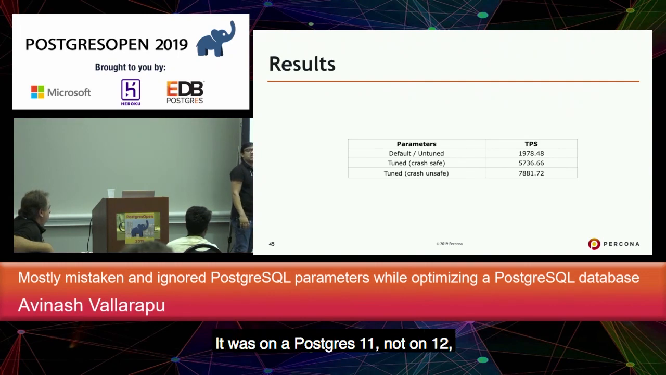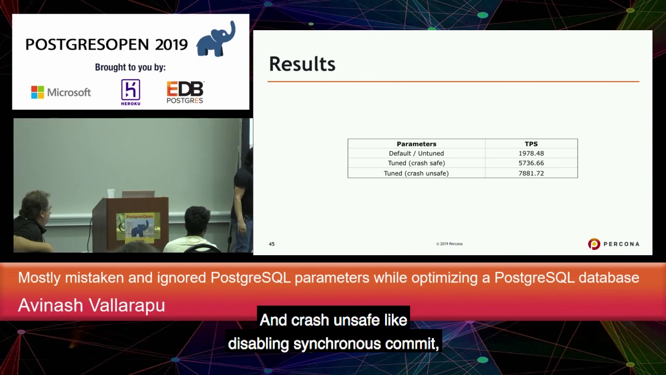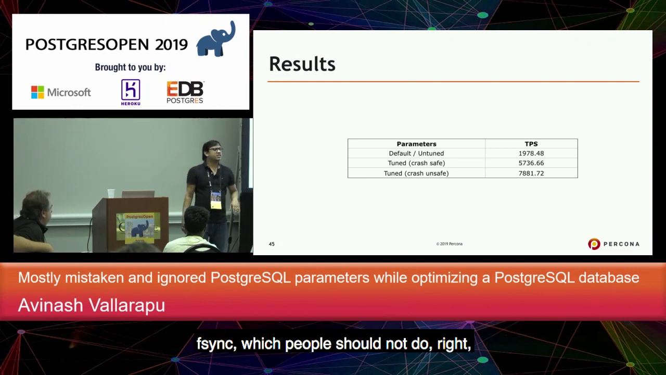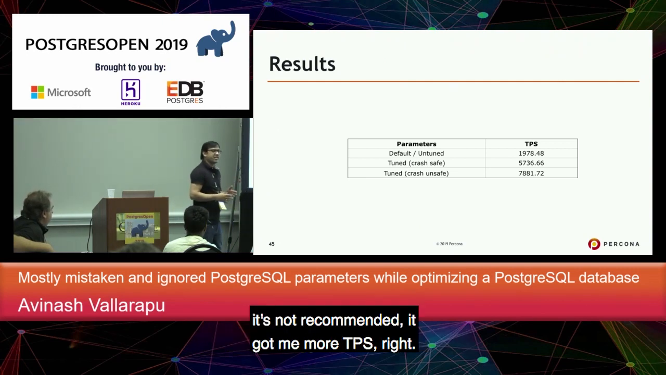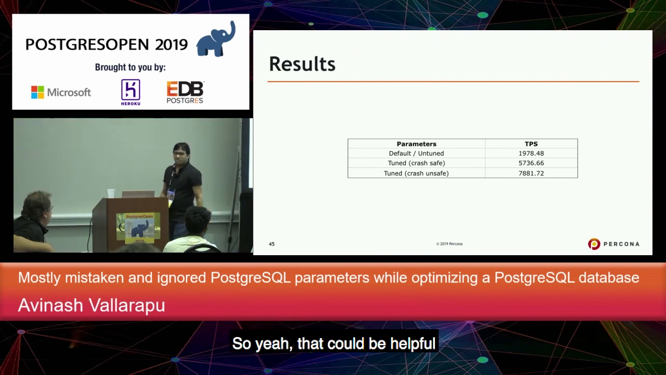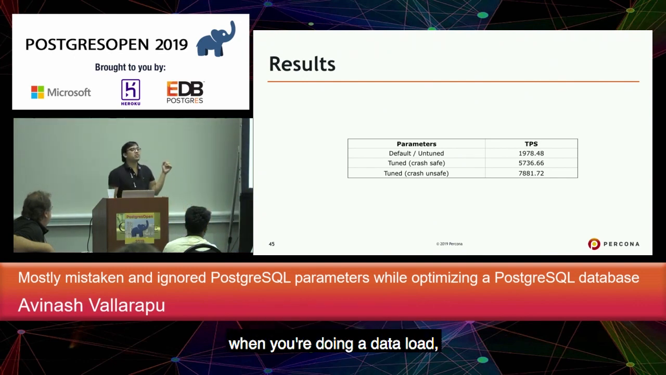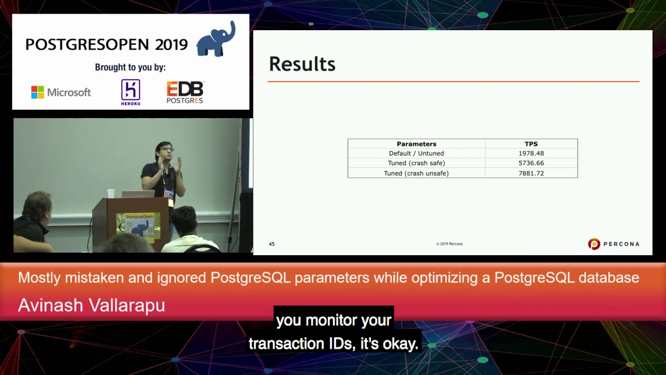It was on Postgres 11, not on 12, which is still in beta or being released. And crash unsafe, like disabling synchronous commit and fsync, which people should not do, right? It's not recommended. It got me more TPS, right? So yeah, that could be helpful when you're doing a data load and you understand that you monitor your transaction IDs, it's okay.